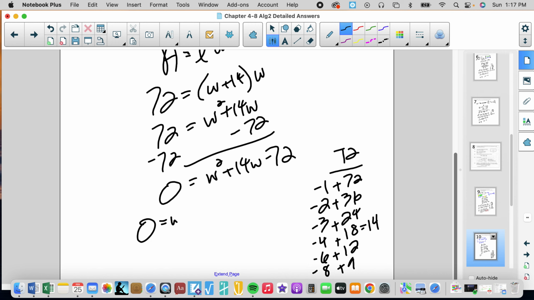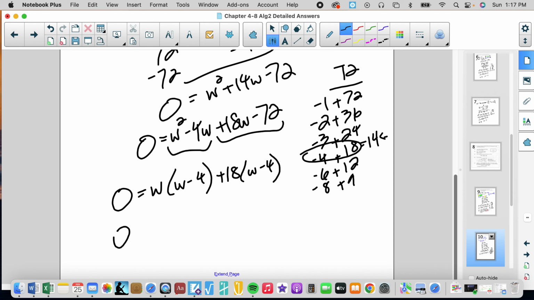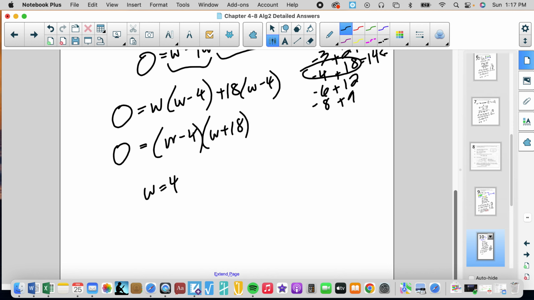So we get 0 equals W squared minus 4W plus 18W minus 72. Because that's my middle, I use those numbers to break up my middle term. Factor by grouping. I'm going to factor out a W. I get W minus 4. Factor out an 18, and that gives me W minus 4. 0 equals W minus 4 times W plus 18. So setting equal to 0, W equals 4. W equals negative 18. You can't have negative distance.